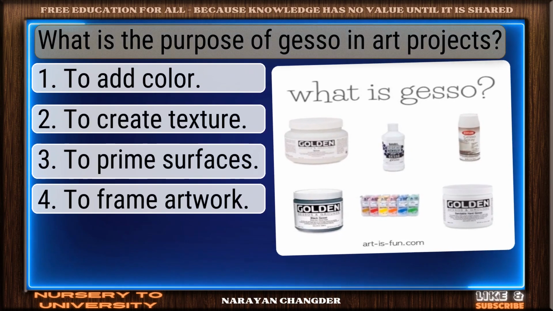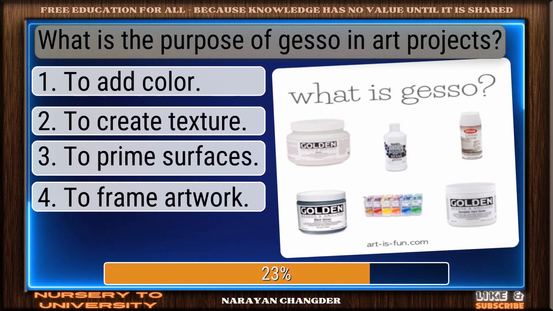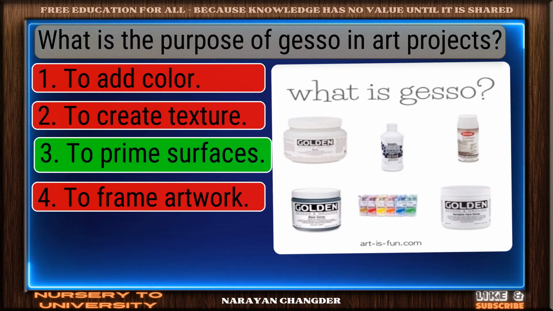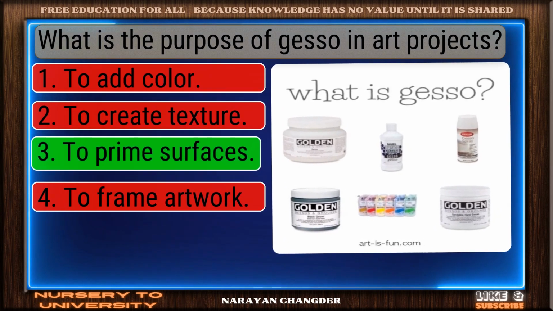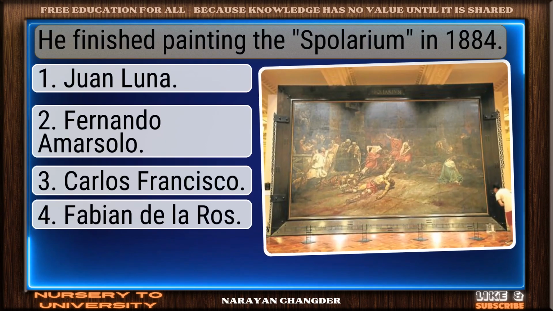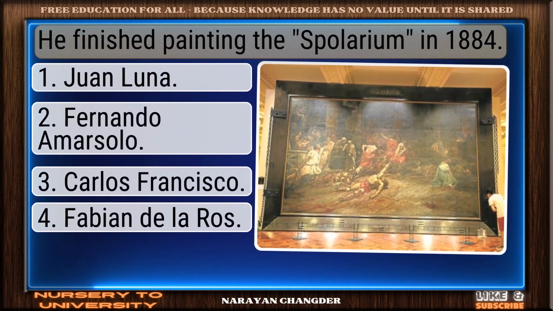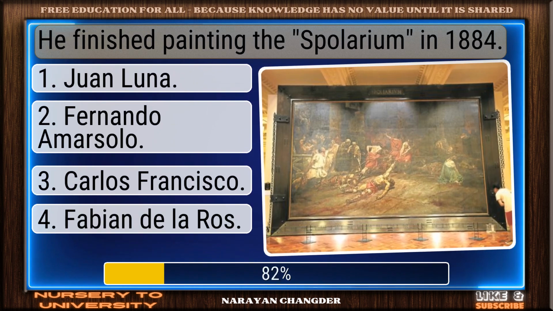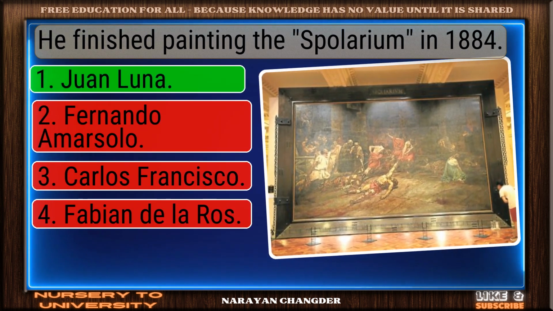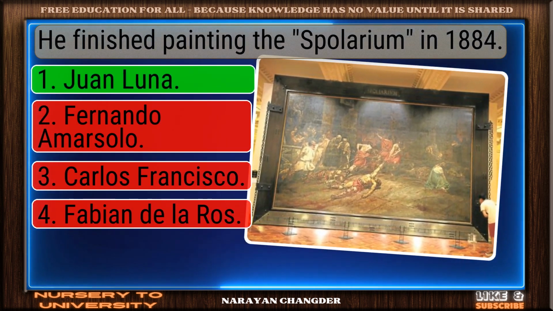What is the purpose of gesso in art projects? Smart move. To prime surfaces is an accurate answer. He finished painting the Spolarium in 1884. Well done. Joan Luna is the right choice.